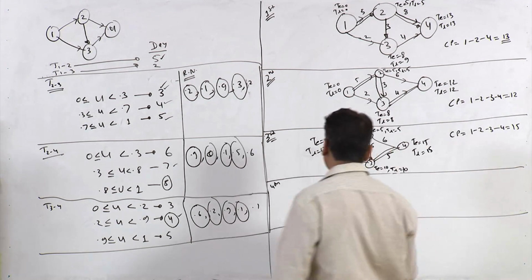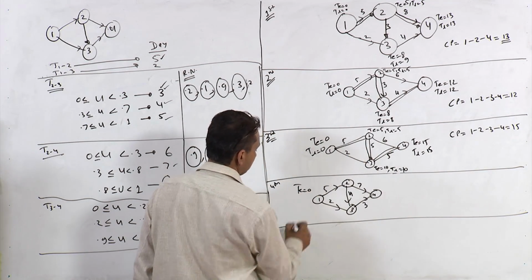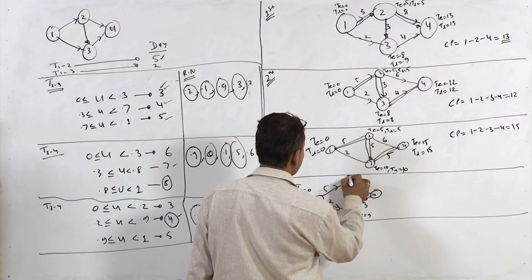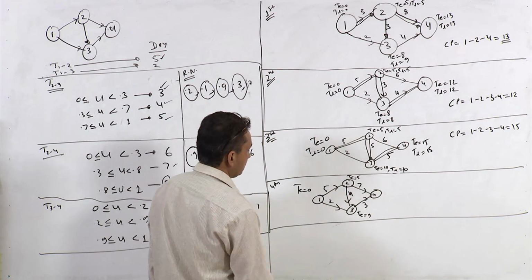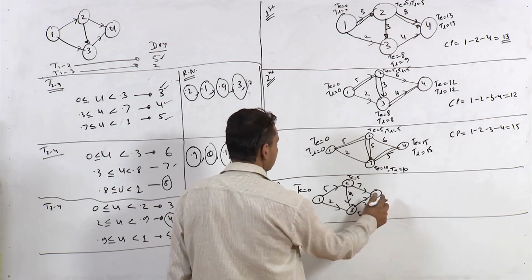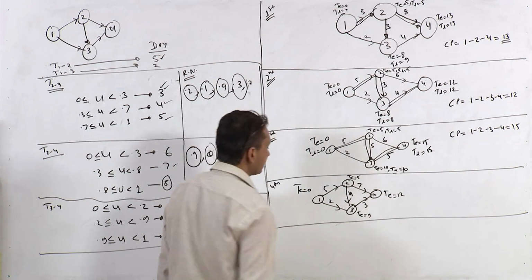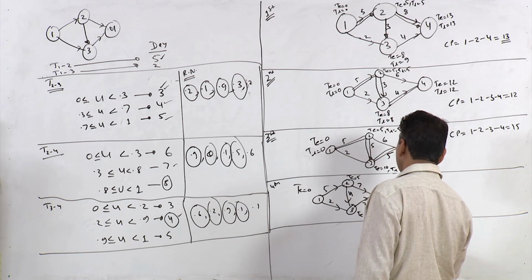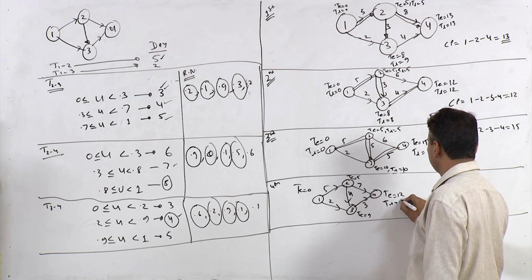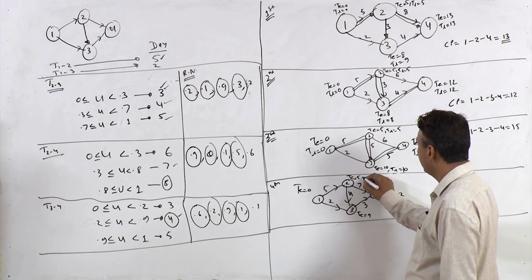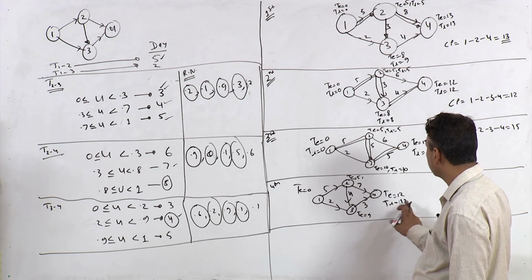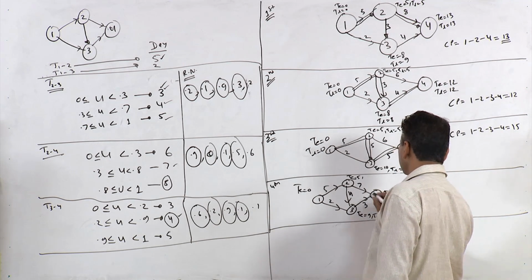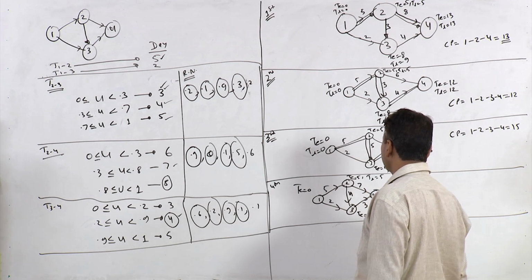So TE and TL: 0, this is 9, TE at this point is 5. So 9 plus 3, 12. So from both the sides we are getting 12, right? Now TL, let's take TL is equal to this 12. So 12 minus 7, 5, and 12 minus 3, 9. So TL at this point is also 9, TL at this point is 5, right?